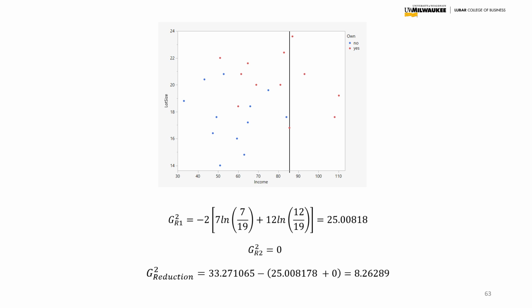Now let's consider what we have after a split of income greater than or equal to 85.5 versus less than 85.5. We get two regions, region 1 on the left and region 2 on the right. In region 1 there are 19 points in total. Of those 19 points, 7 are red, that means 7 are yes, and 12 are blue, that means 12 are no.